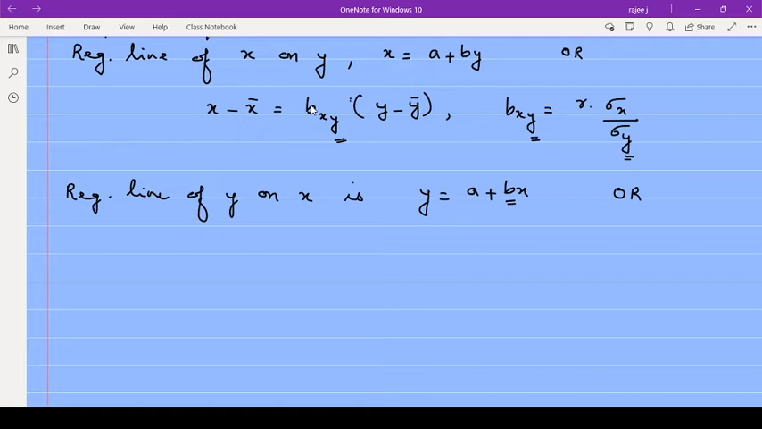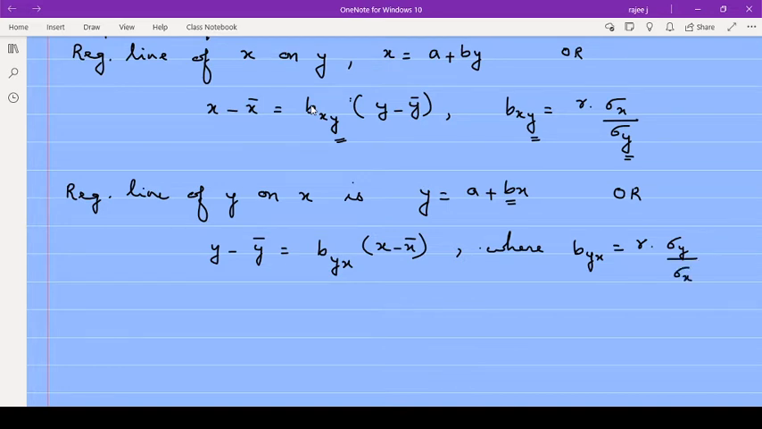If you are going to write this way, how will you write? This is y minus y bar is equal to byx, the suffix yx is sufficient, byx into x minus x bar, where byx is equal to r into sigma y upon sigma x. So this is the regression line of y on x.